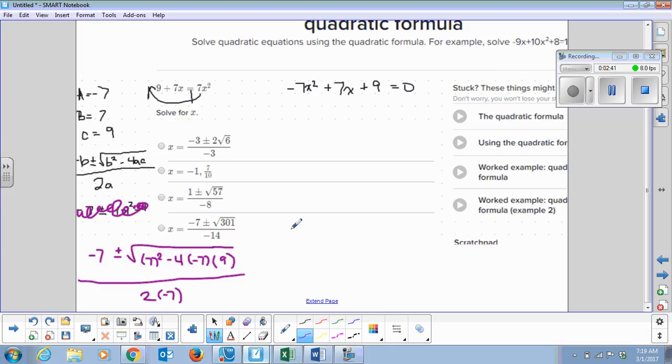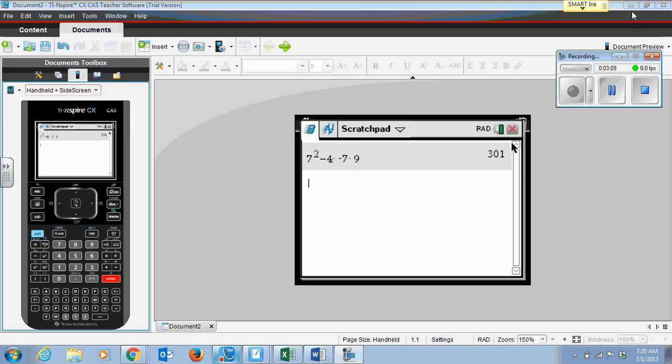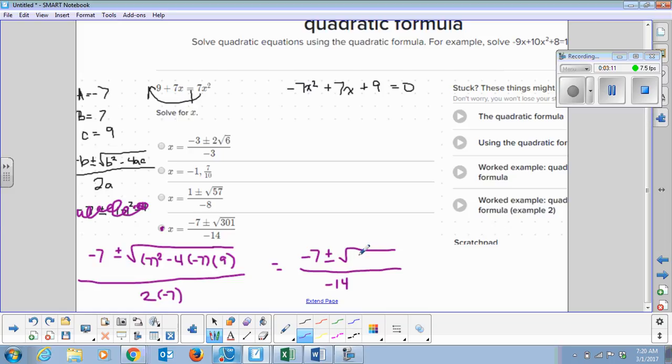Okay, so from here, notice you don't have to simplify all the way. You do have to get those 3 parts set up correctly. So we know that negative 7 needs to be the first number. So honestly, looking at this, it's probably just going to be this answer choice here. So we have negative 7 plus or minus the discriminant, which I'll put in the calculator in a moment, and then we have negative 14 underneath. Okay, so I did get 301, so I'm going to go through and just put 301 here. Okay, so I'm pretty confident that that last answer choice is it.